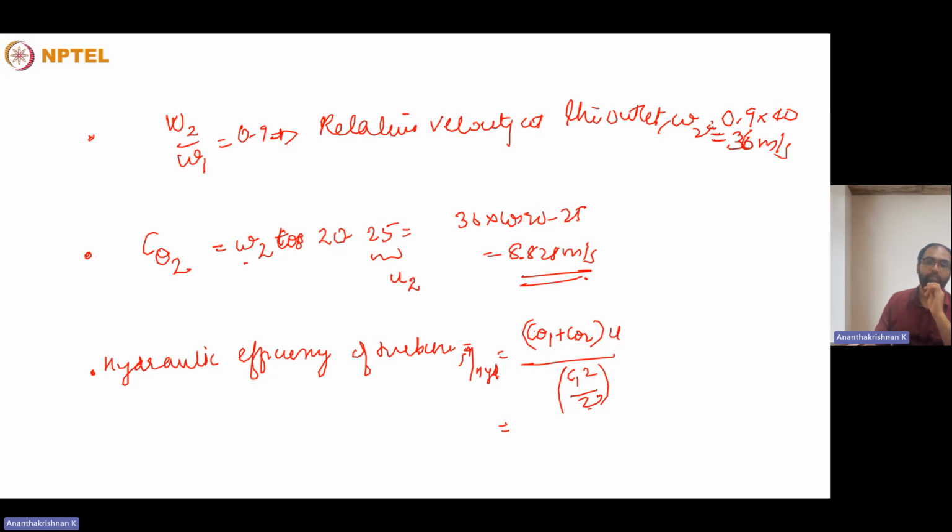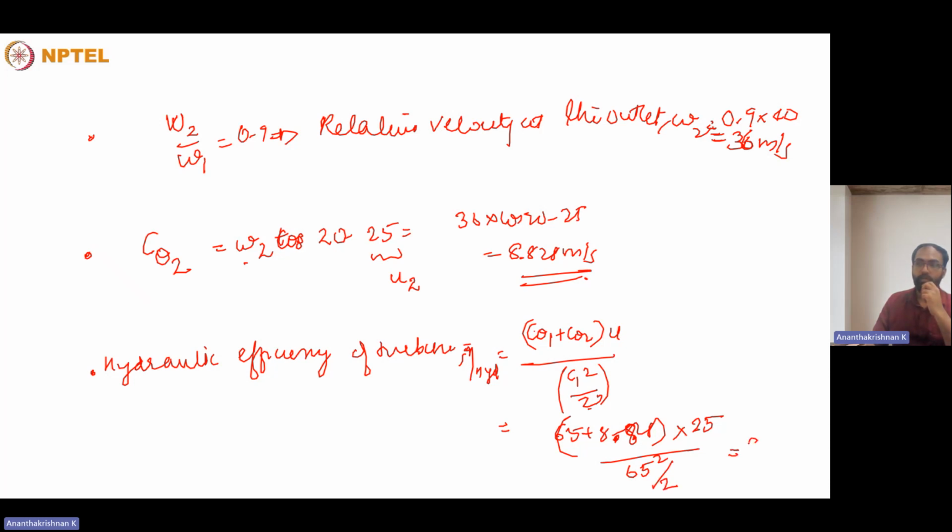Since the fluid takes a 180-degree turn, the outlet velocity will be in the negative direction of the inlet velocity, and because of that, the whole terms get added up. The magnitudes get added up. So C theta 1, we know, is 65, and C theta 2 is 8.828 multiplied by the U value, that is 25, divided by 65 squared divided by 2.